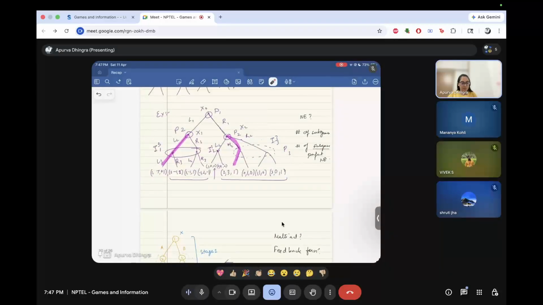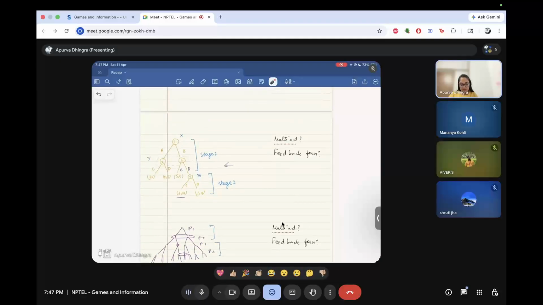Even if this portion or this portion has to be solved as a simultaneous move game, if the simultaneous move game has more than one Nash equilibrium, then this becomes a game of that kind. So there can be more than one subgame perfect Nash equilibrium.